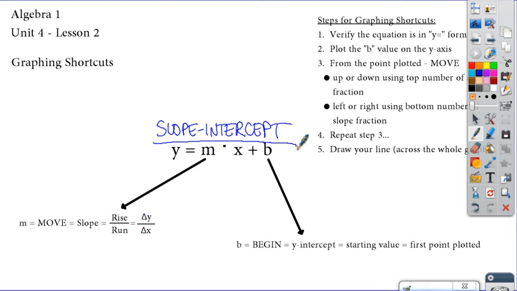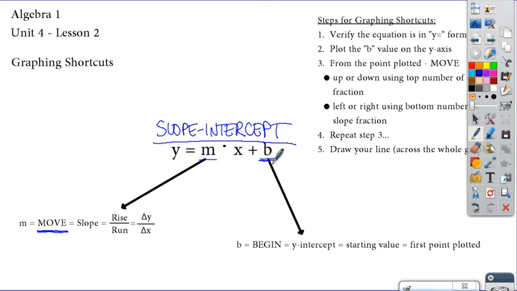Okay, so I gave you some details here on these. The m and the b are the two important variables. The x and y are just a coordinate. y equals mx plus b is our slope-intercept form of an equation. m gave you some cue words here. m is move. It's how you're going to move once you've plotted your y-intercept. It's also the slope, rise over run, delta y over delta x, a lot of things to remember it by.